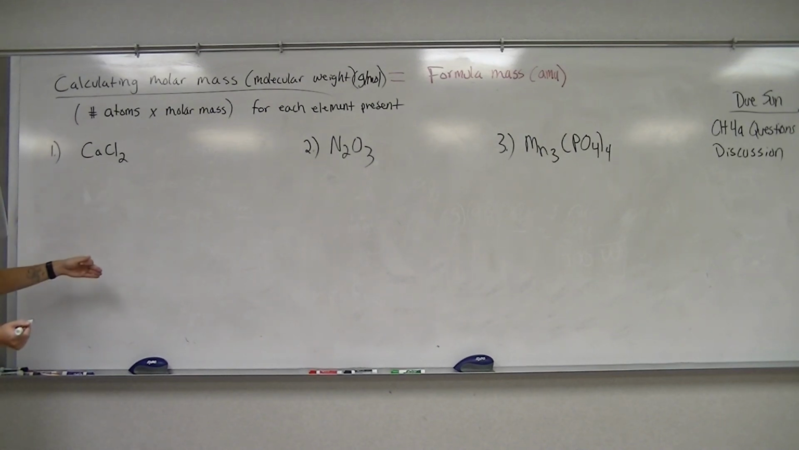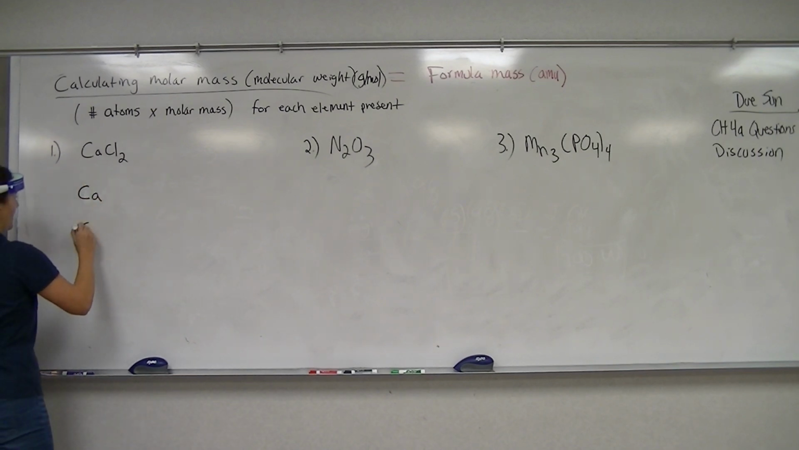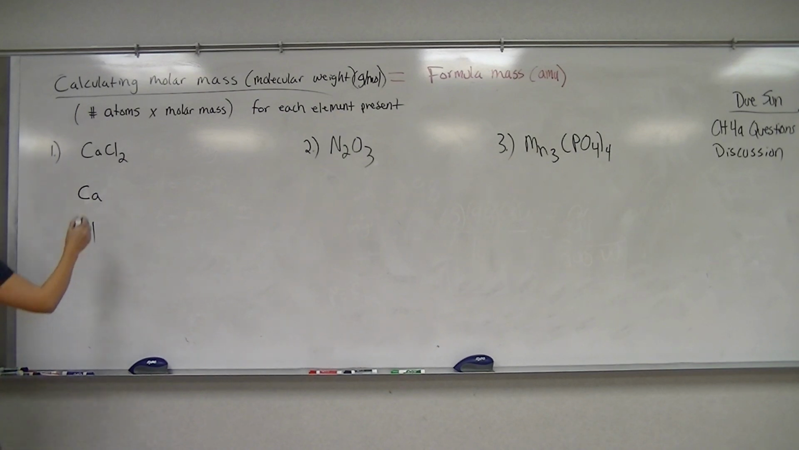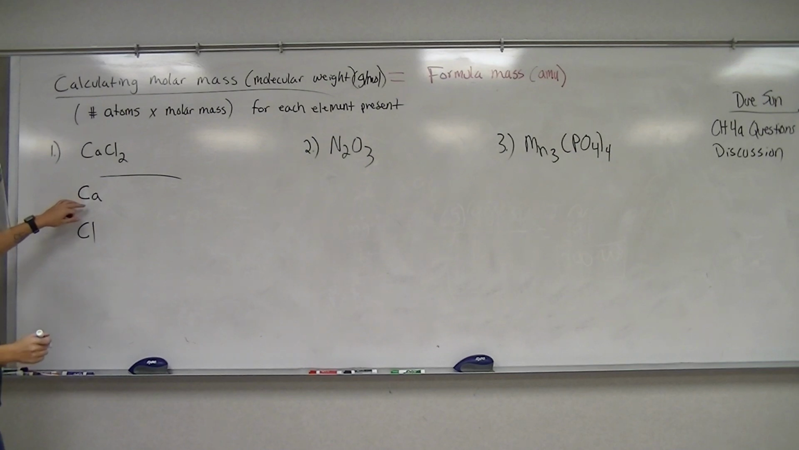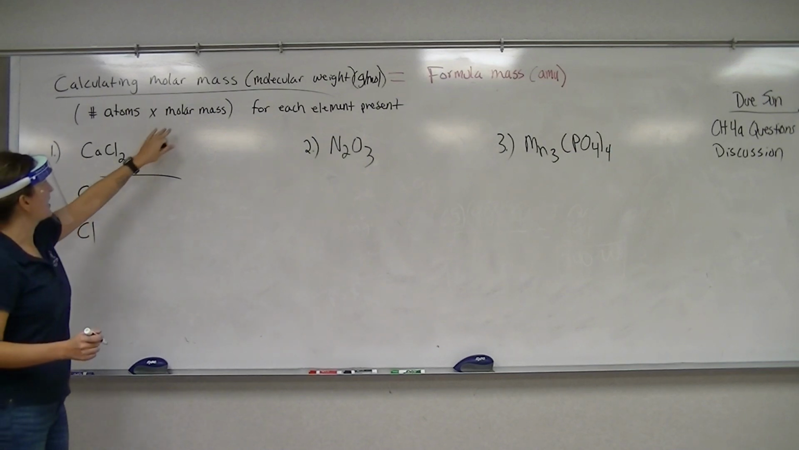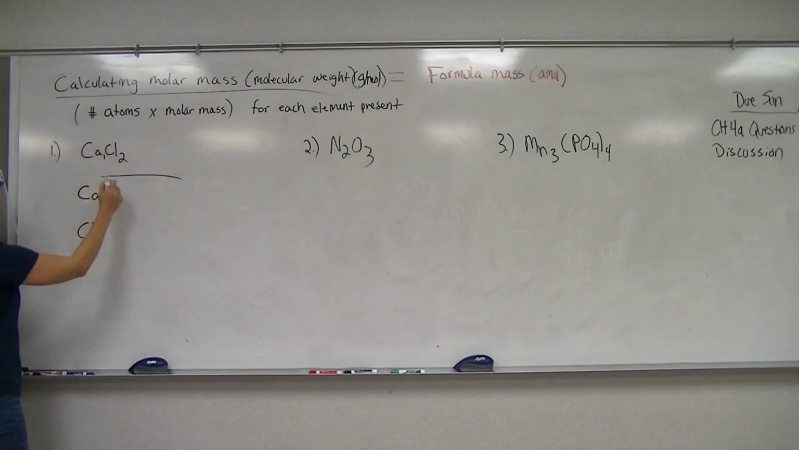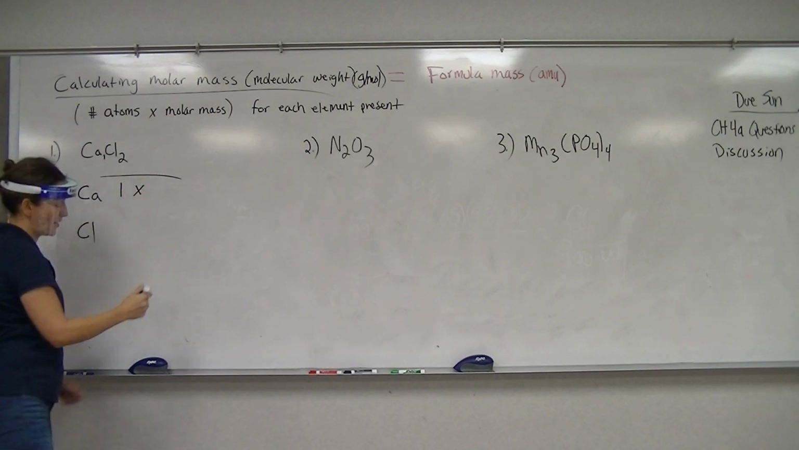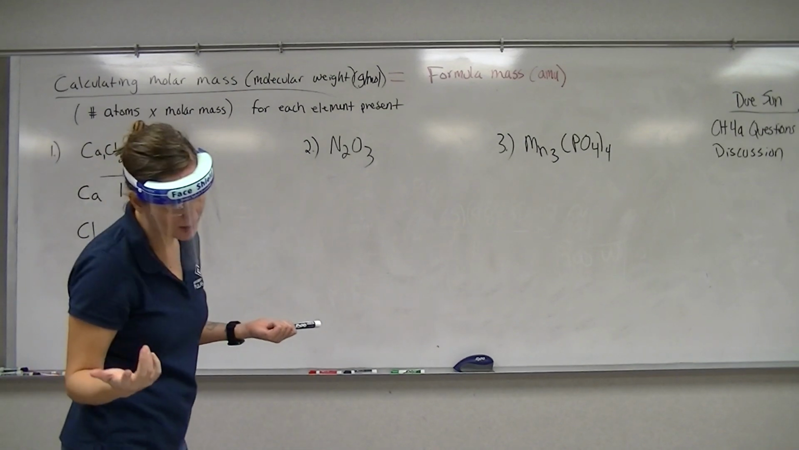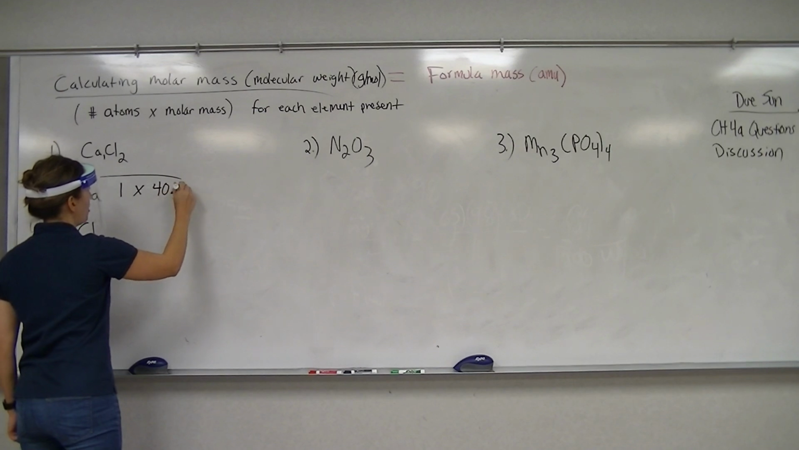So I'm going to do it just like I did valence electrons. Make a list. I have calcium, I have chlorine. And then for each element, you're going to take the number of atoms present in that chemical formula and multiply it by the molar mass. So for calcium, there is no subscript, so that means there's just one atom. So I'm going to take that one atom, multiply it by the molar mass, so when I find calcium, 40.08, and don't round, use all.